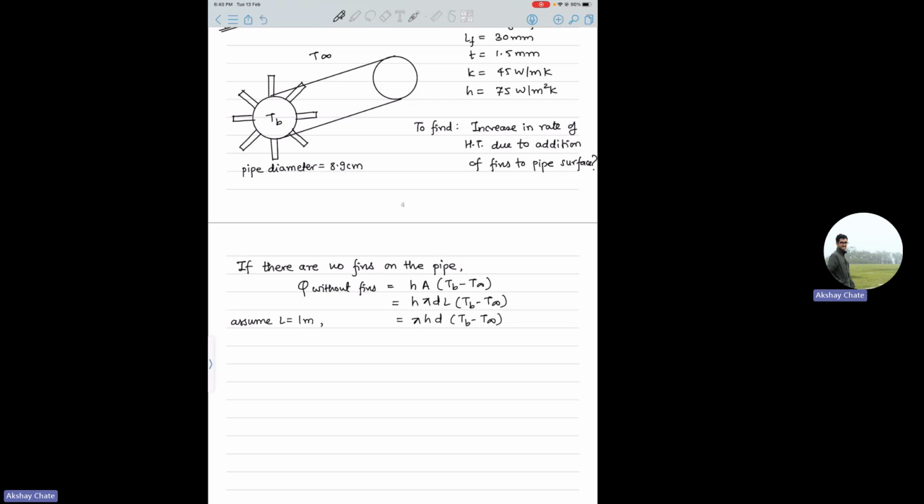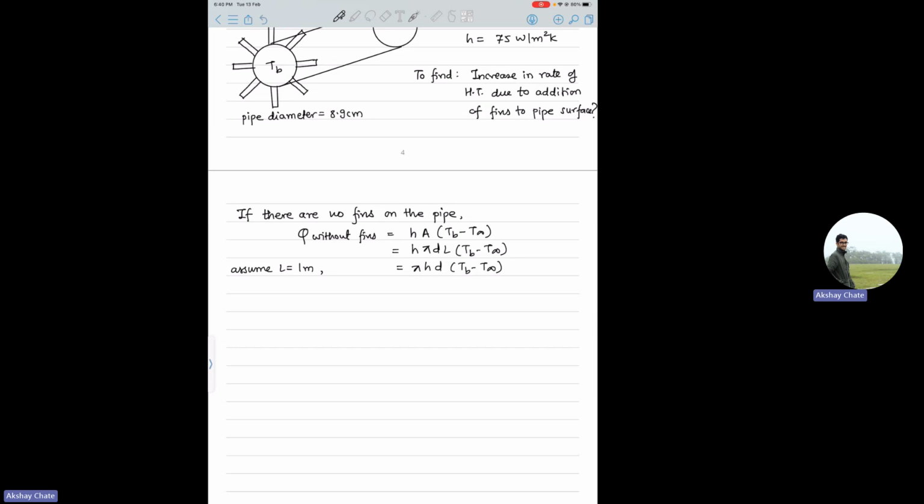T_b minus T infinity is also unknown, so you can keep it as constant. Let's say we'll keep it as constant as theta b, and we'll assume same for fins. And if you multiply pi into d into h, h is given as 75, d is 8.9 centimeter, pi is 3.14, you should get 20.97 into theta b. Theta b is unknown, so let it be. So this is your equation 1.